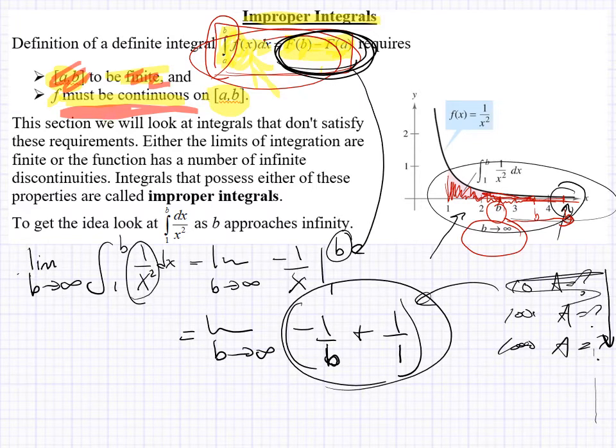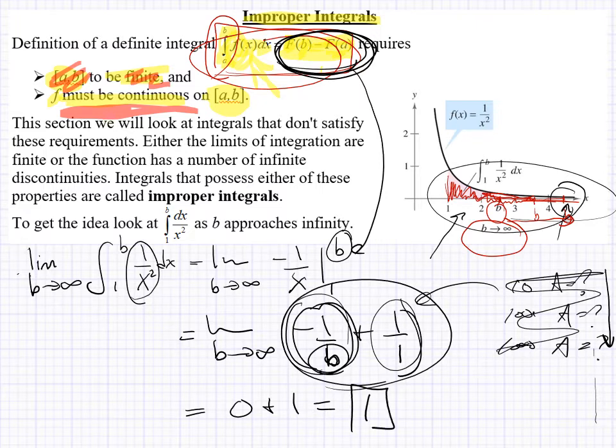But rather than do that, that's exactly what limits do. So I could just evaluate this thing as b goes to infinity. Well, if b goes to infinity, the denominator is going towards infinity, which means this whole fraction is going to go to 0. This is just a constant, which stays a constant, so 0 plus 1, and therefore the answer is 1. And so as b goes further and further towards infinity, and I look at these areas, the area gets closer and closer and closer to 1. Yes, the area goes on forever, but the area is not infinite.